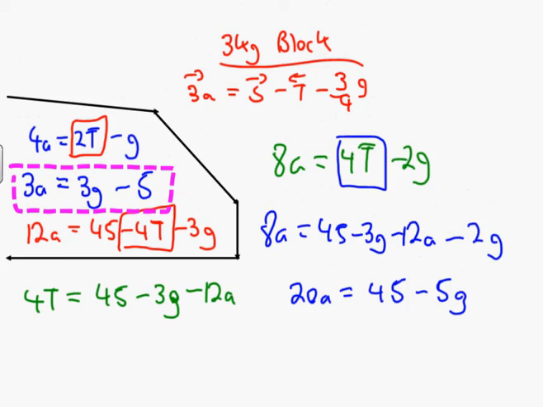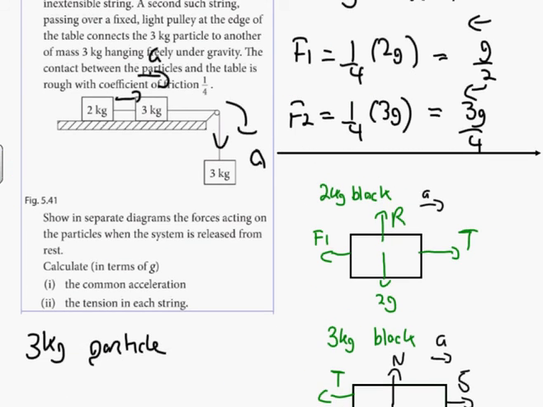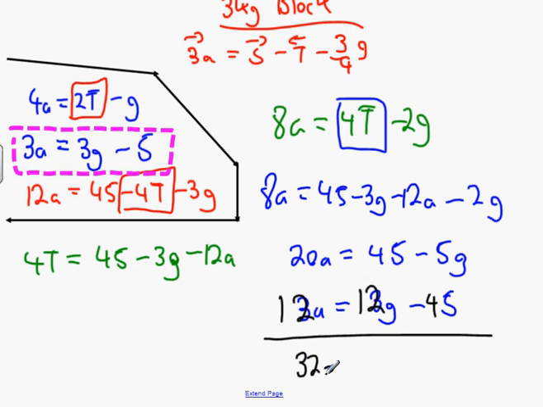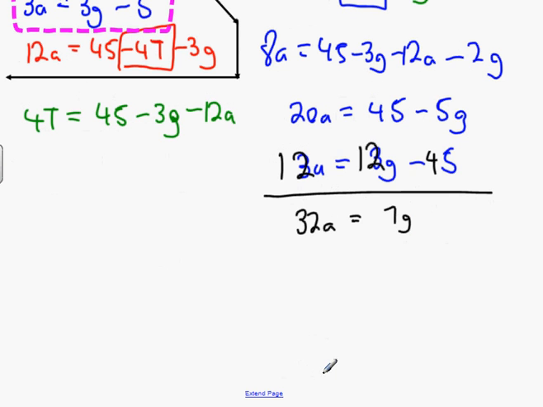I haven't used this equation at all, have I? Reread the question. It just wants me to find the common acceleration first. Means isolate A. So I have 3A equals 3G minus S. I want this to be 4S, so I'm going to multiply everything by 4. I'm going to get 12A, I'm going to get 12G minus 4S. I'm going to add directly downwards. 32A equals 12G minus 5G, 7G. A equals 7 over 32 G.